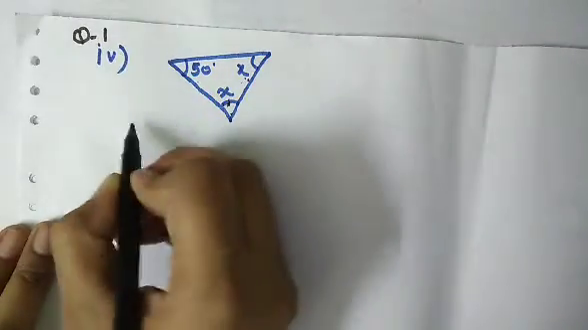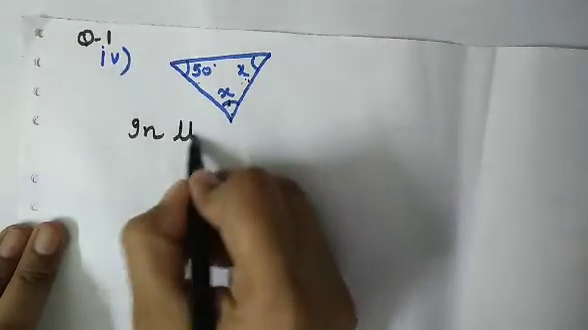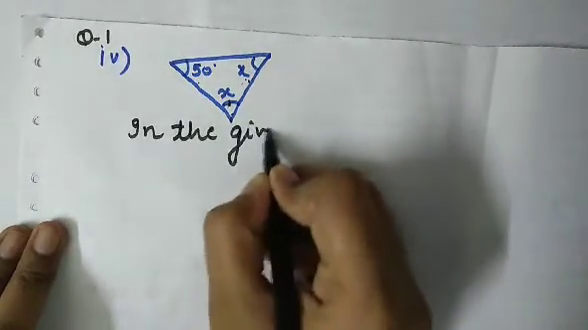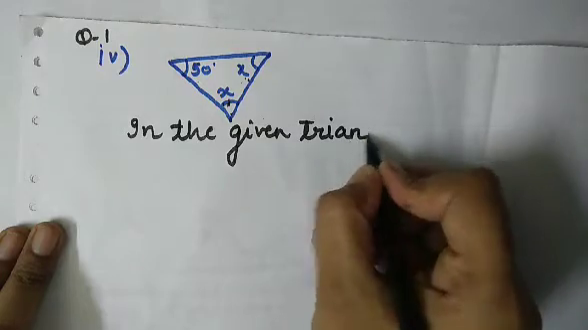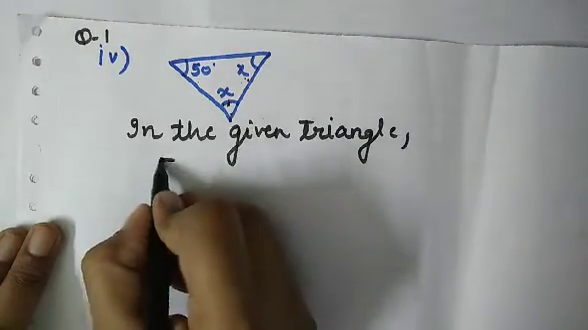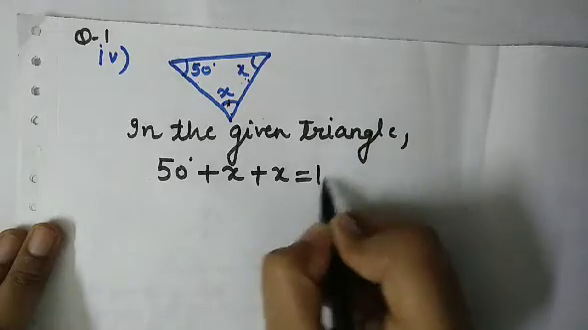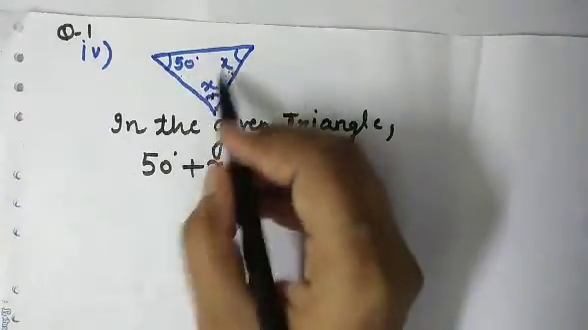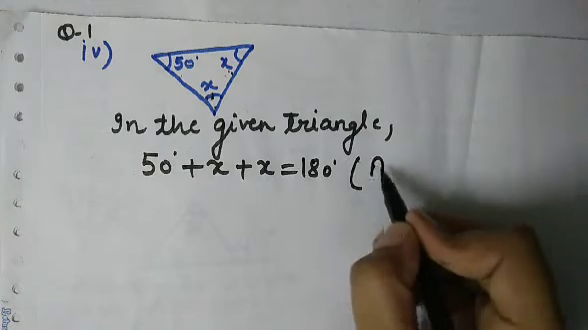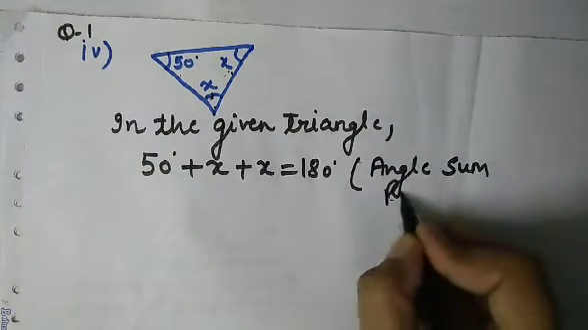So in the given triangle, as the name of the triangle is not given, I will simply write: in the given triangle. Now all the angles are given, so I can apply the angle sum property. So 50 degrees plus x plus x equals 180 degrees. This is the reason you have to write: as these are the angles of a triangle, their sum must be 180 by the angle sum property.